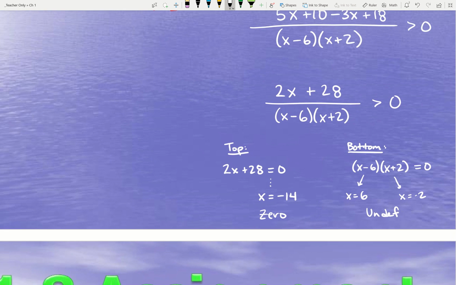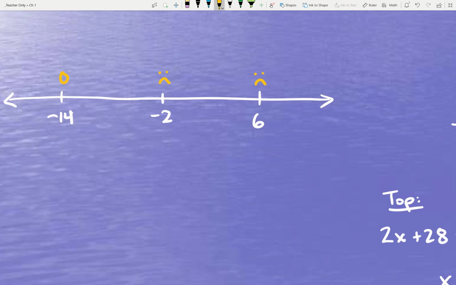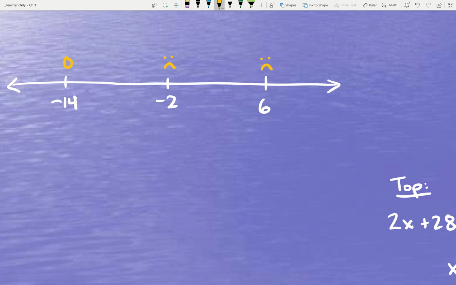And so we're going to need to mark all of these values on our sign diagram, which we'll get to drawing right now. So in order, please. We have negative 14 all the way out back here, and then we've got negative 2 to follow up, and then finally positive 6. I'm going to mark my 0 value here, and then these are my two values that make my rational expression undefined, so put some unhappy faces there. Perfect. And now we just need to pick test candidates.